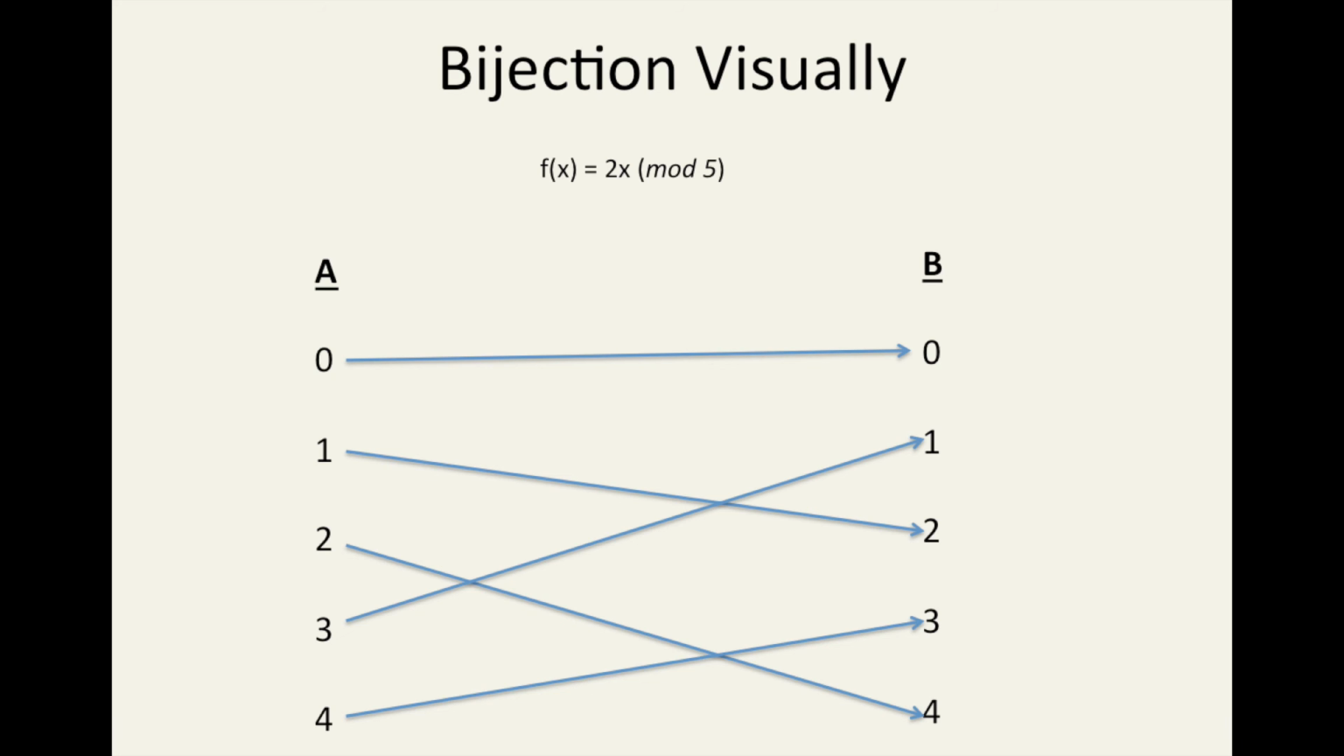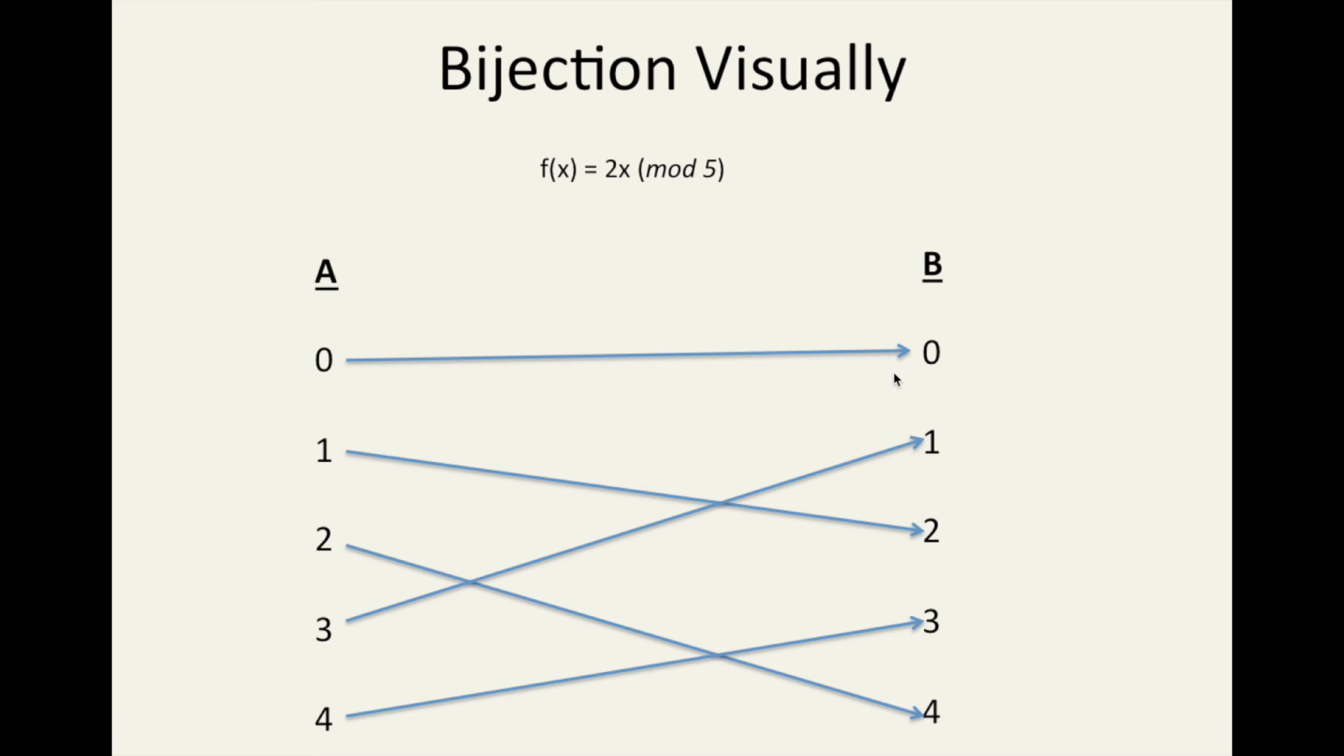So since every single value in the range gets mapped to, and since the function is one-to-one, it just means that every single value in the domain maps to a specific, distinct, unique value in the range. So for example, if we had f of x equals 2x mod 5, if you're paying attention to the previous slides, you'll notice that it's both surjective and injective. And visually, all that really looks like is that 0 will map to 0, 1 to 2, 2 to 4, 3 to 1, 4 to 3.